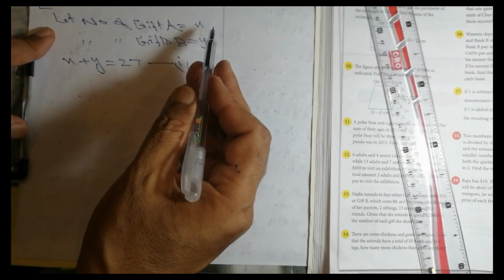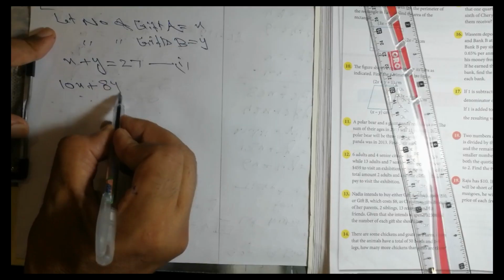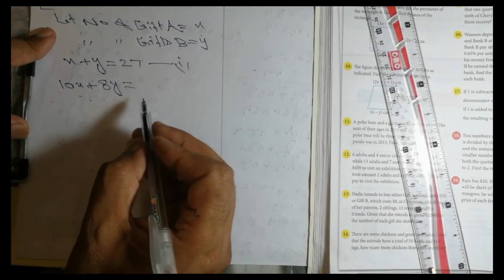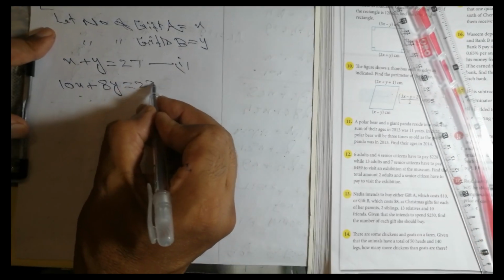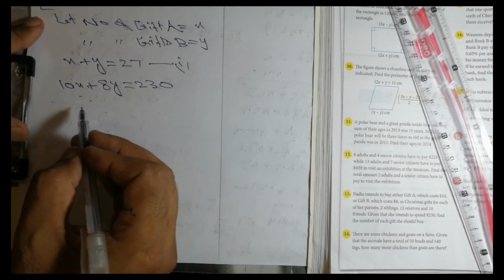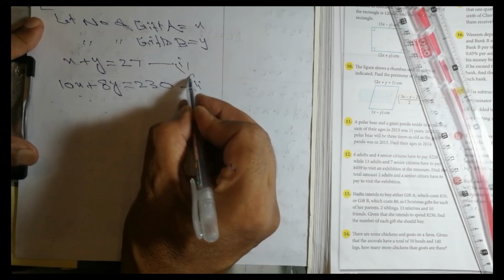And the price for gift A type is $10, so it means 10x. For gift B, one gift price is $8, so 8y. The total amount she has with her is $230. So we have a set of simultaneous equations.